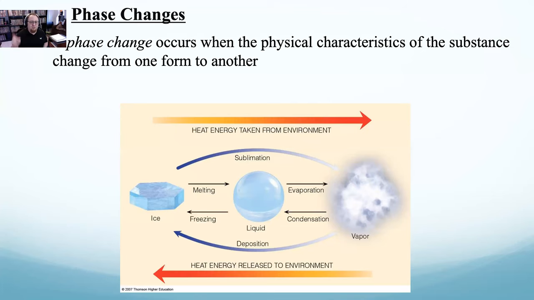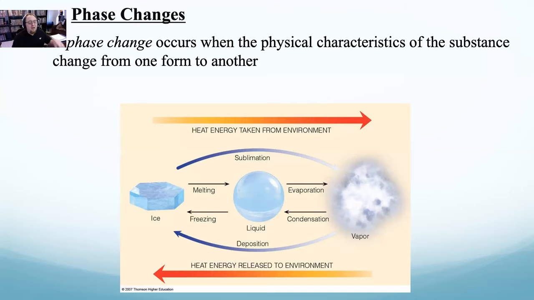Of note, you can do those with the straight jumps. You can go straight from ice to vapor. That is called sublimation. It's what dry ice does. Or you can do vapor to ice. That's called deposition. That's what freezer burn is in a fridge. But we're not going to talk about them.